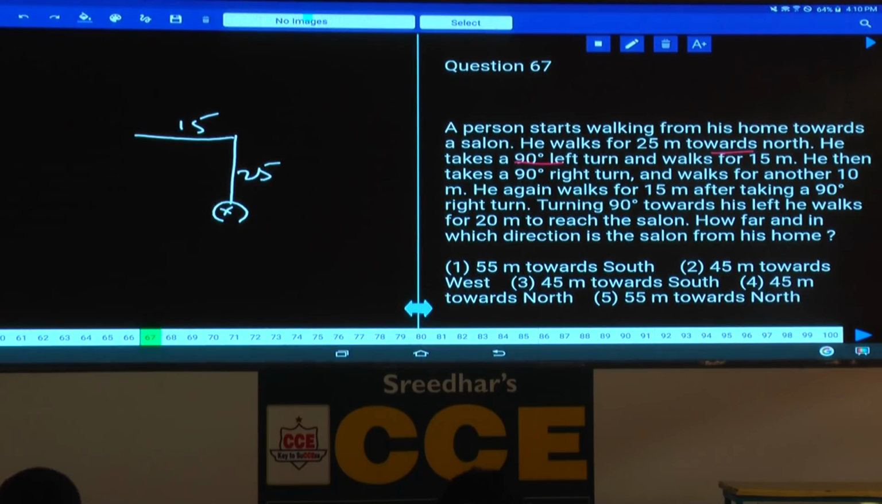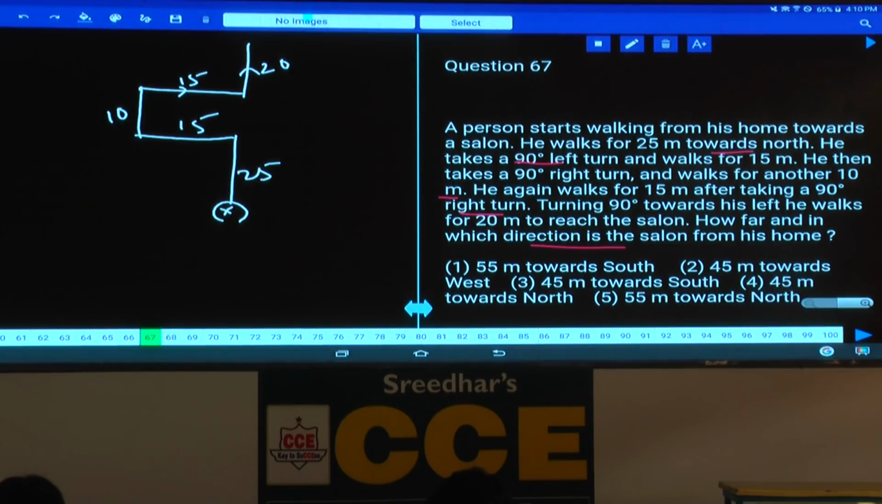He then takes a 90 degrees right and walks for another 20 meters. Right hand side and 10 meters. And he again takes a 90 degrees right, and from here he travels for 15 meters. And turning 90 degrees towards his left, he walks for 20 meters to reach the saloon. How far and in which direction is the saloon from his home?